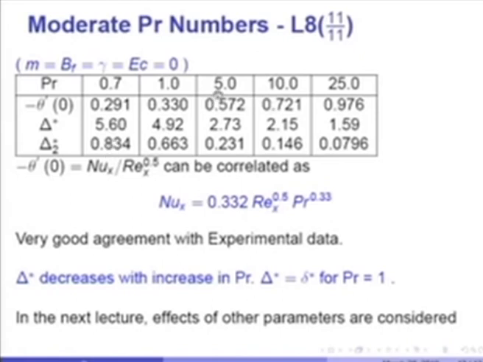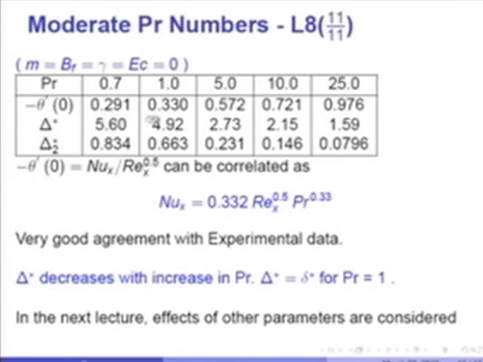On the other hand, at 5, which is more or less water, you get a higher heat transfer rate, 0.572, 2.73 and 231, still higher 0.721, 2. And these are really the organic liquid range in which this still increases. So, you have minus theta prime 0 increasing with the Prandtl number. So, minus theta prime 0 is Nu x Re x to the half.